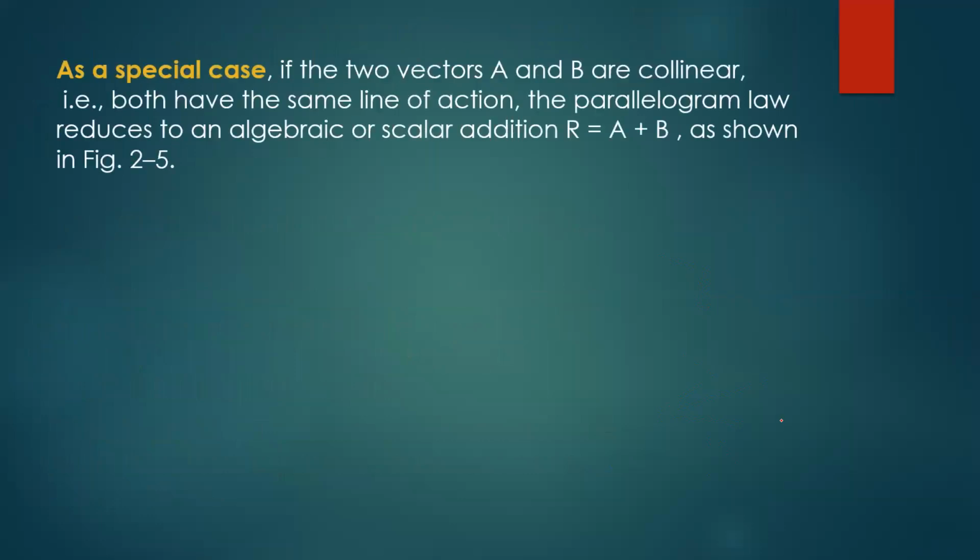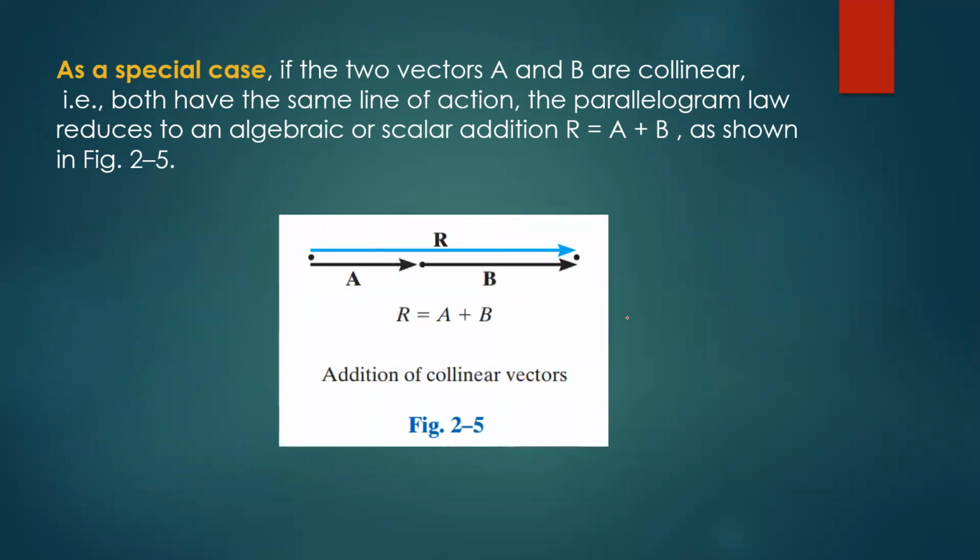So there's also a special case if you have two vectors that are collinear. When you have two vectors that are collinear, you simply add them directly. So if you have, let's say, vector A going this side, plus vector B going this side, to find the resultant force you just have to add A and B. If B is moving in the negative direction, it means the resultant force is A minus B.